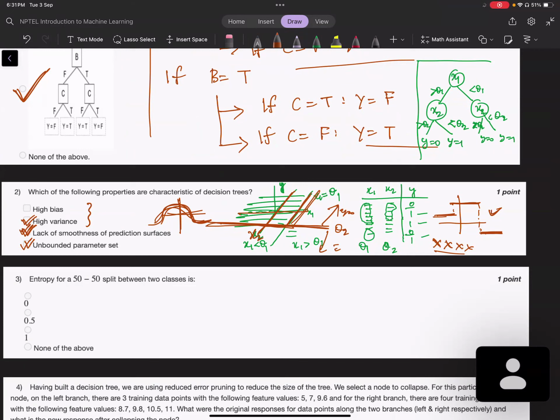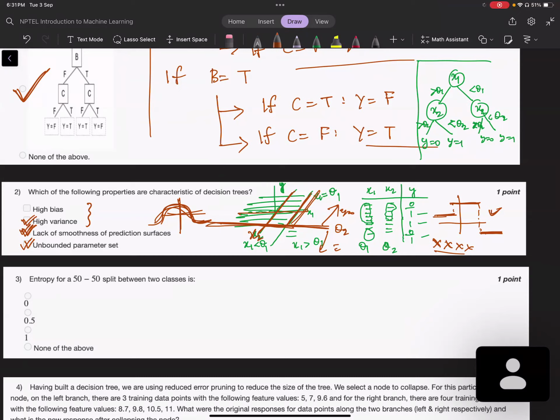So that's why these are non-parametric methods, where the number of parameters depends solely on the data set on which training is carried out. It is not dependent on any sort of parameter concerned with the data distribution. That's why we can say that it is an unbounded parameter set. It is not bounded by the distribution of the data.